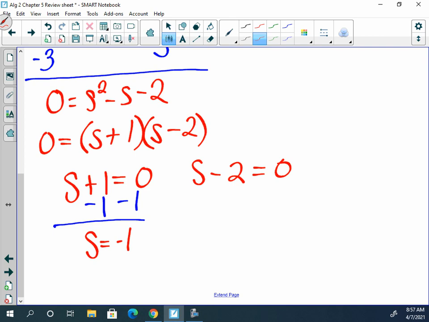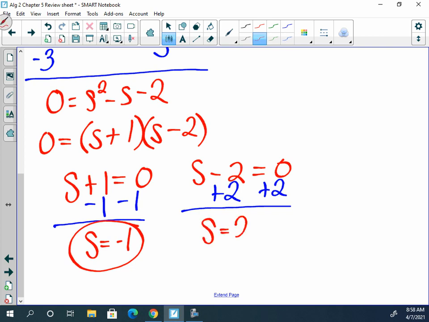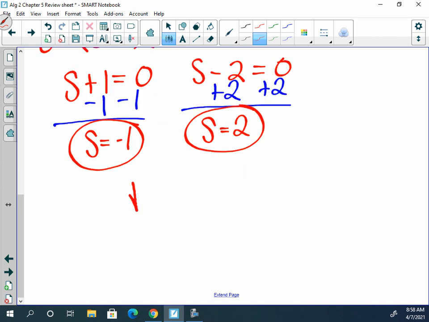At this point here, we'll solve both of these. So we try to find the value of s. So we get s is equal to negative 1 and s is equal to 2. Now, especially on these here, this one here, because we have a variable outside of the radical, we need to check it. We need to check it, this one for sure.